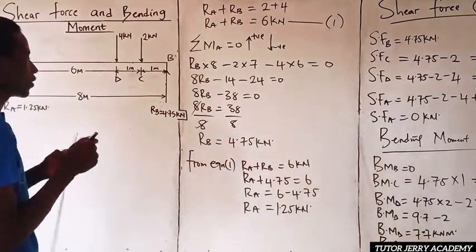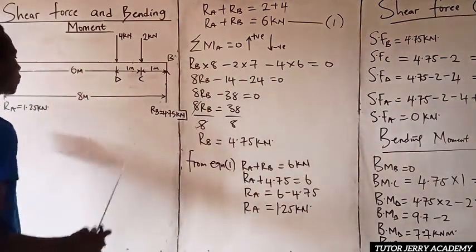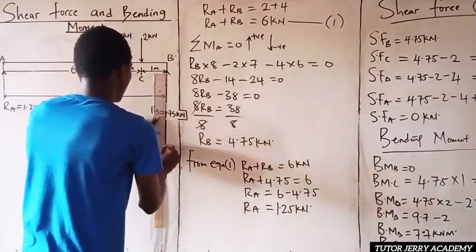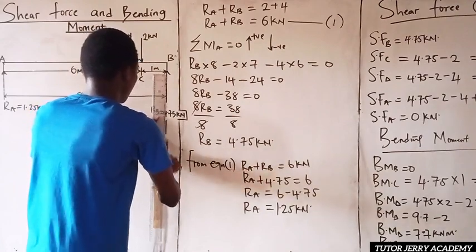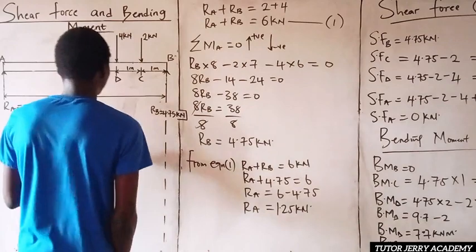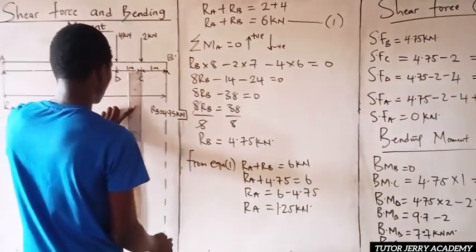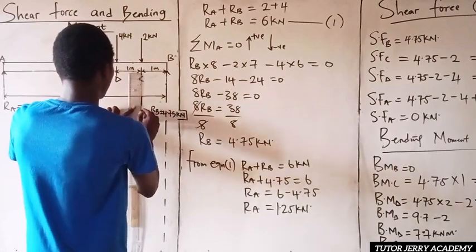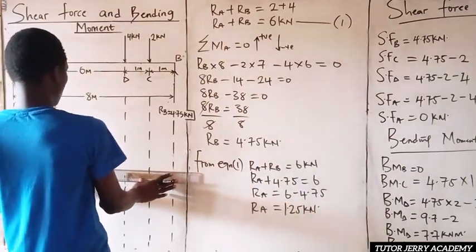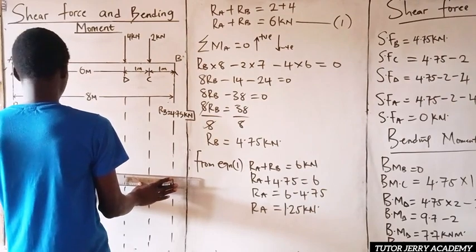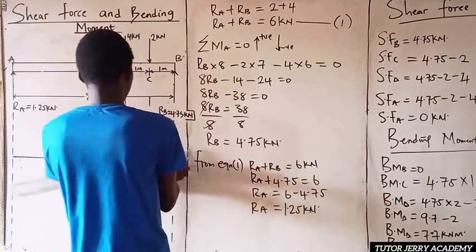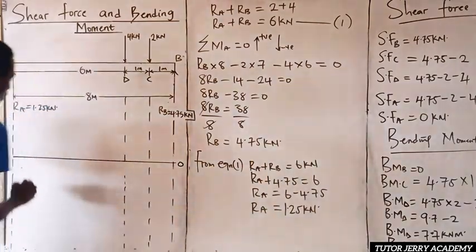So first thing first, as always, we are going to be drawing our dotted line down from each point where there is the load or force. So from here, we have a dotted line here, here, here. So from this point, we have our dotted line here. This will be our reference line for our shear force. Let's take this as our reference. So where here is 0, here also is 0.